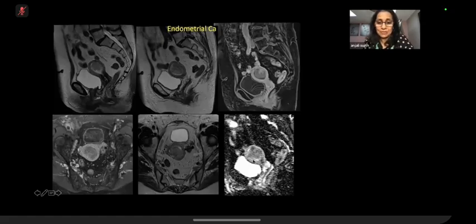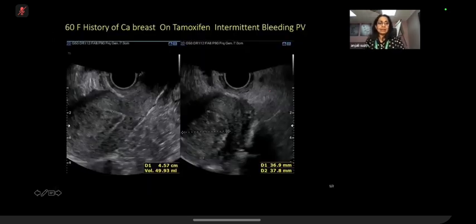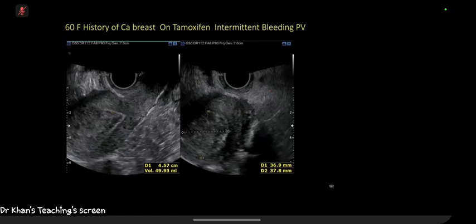Okay? Yeah. So we have also given the ADC map. The tumor shows restricted diffusion. It's low on ADC map. Yeah? Candidate 3 again? Yes.